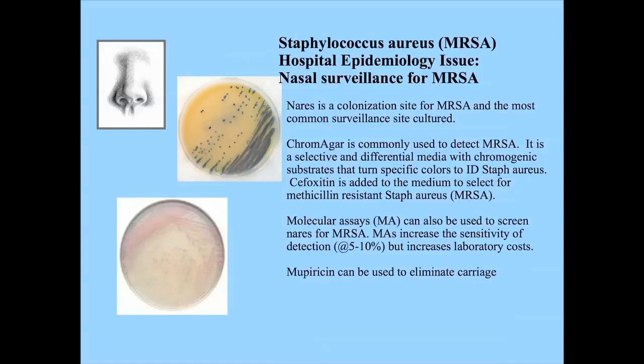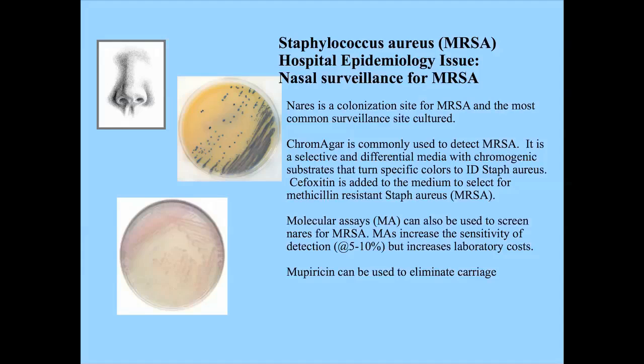This addresses Staph aureus or MRSA as hospital epidemiology issues and talks about nasal surveillance for MRSA and Staph aureus. Nares is your most common colonization site for these organisms, and they can be a source of transmission to others and to a patient's own wound sites. So it's very common for hospitals to do surveillance testing on incoming patients.